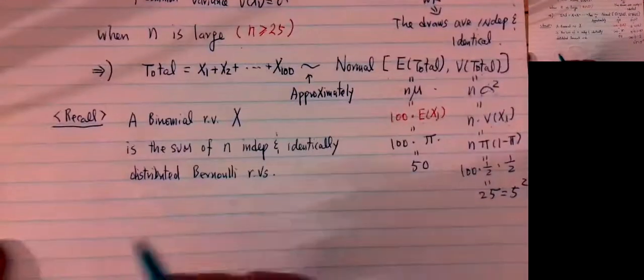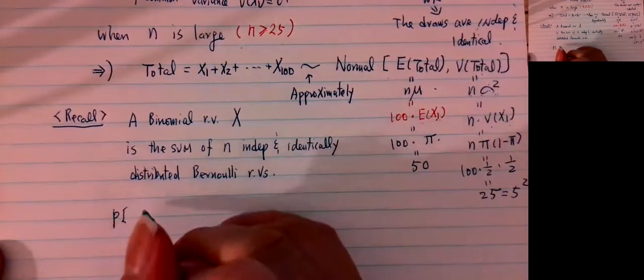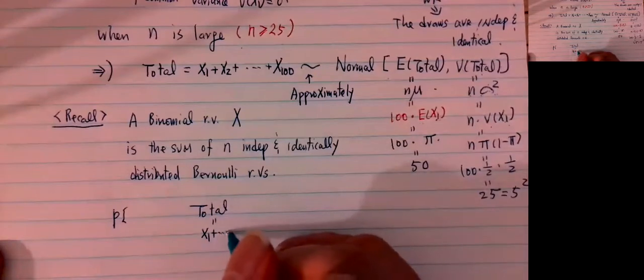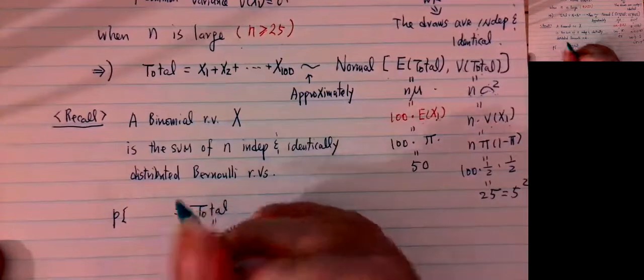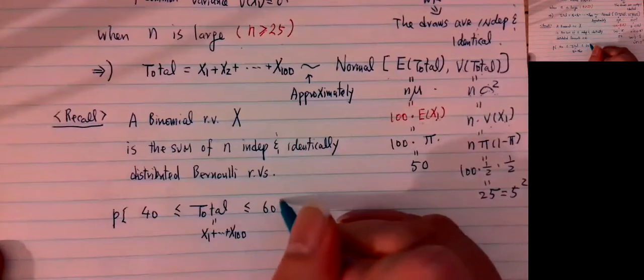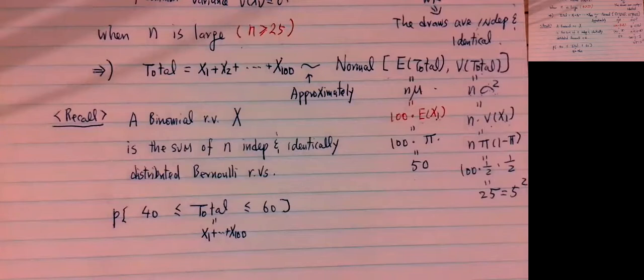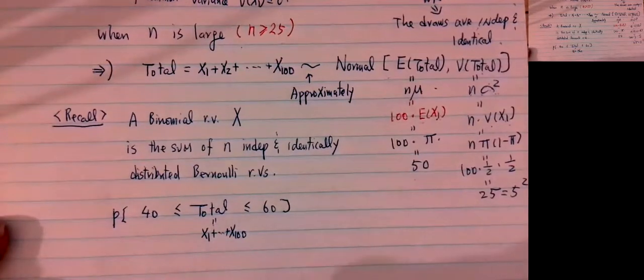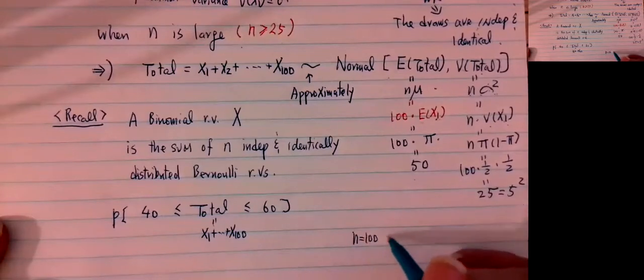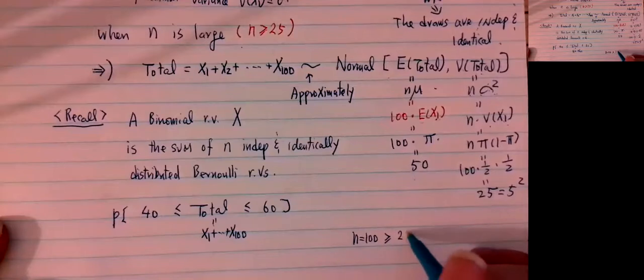So look at here. To find the probability that the sample total, which is X1 add up to X100, is between 40 and 60, okay? Look at here, what's the chance? This is the sample total, which is the sum of 100 independent and identically distributed Bernoulli random variables. Because n here is 100, way bigger than 25.